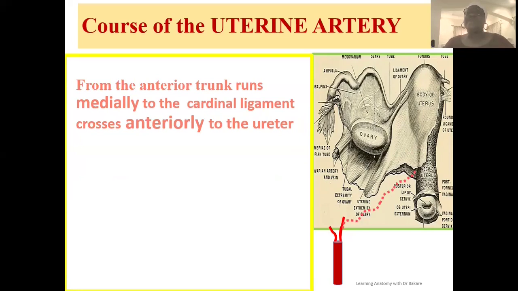The cardinal ligament is the inferior ligament that is located at the inferior border of the broad ligament. This is where we have the broad ligament here, where this arrow is pointing. And at the inferior margin of the broad ligament, we have the cardinal ligament that is highlighted here in purple.